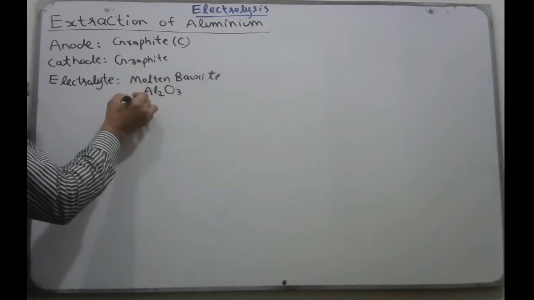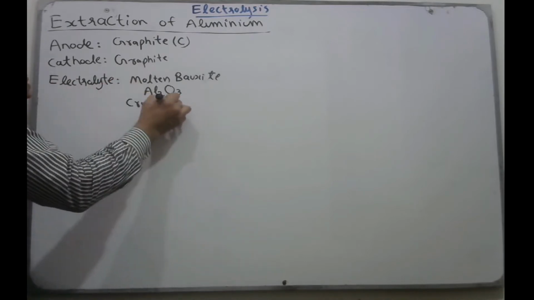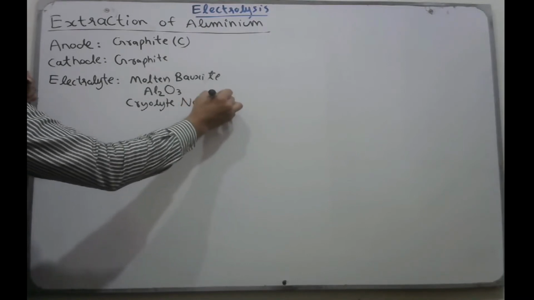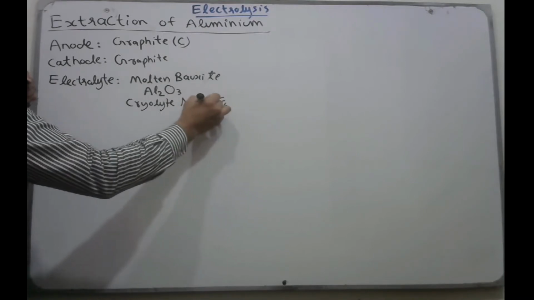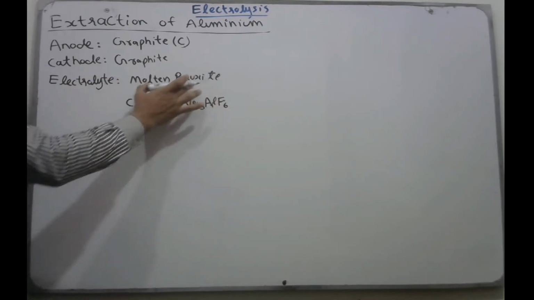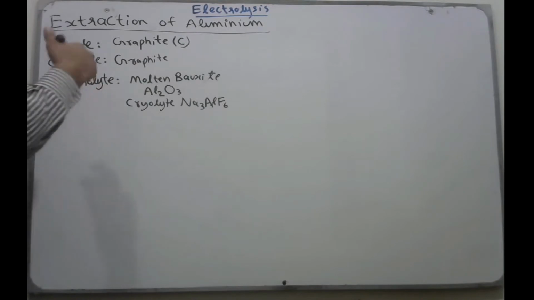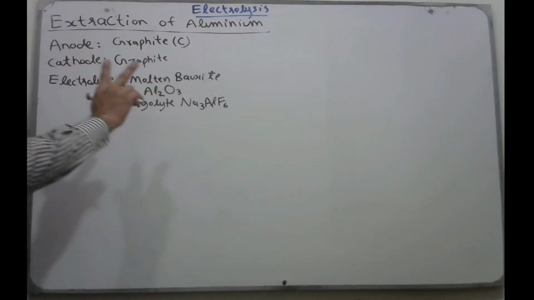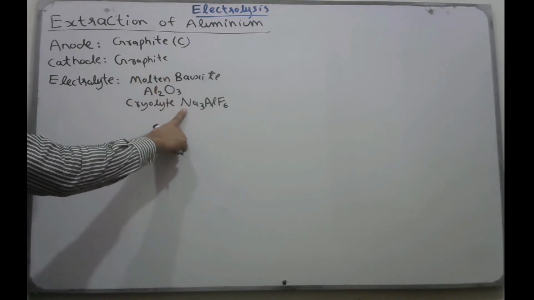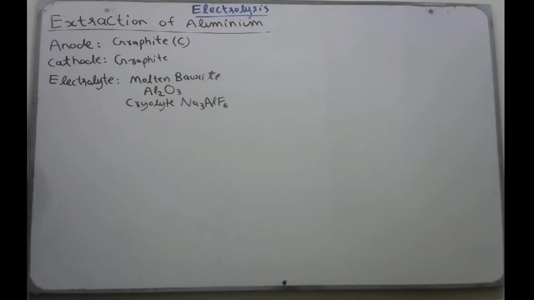In order to decrease the melting point of bauxite ore, you add cryolite, that is Na3AlF6. These both are the ores of aluminium, but cryolite is mixed with bauxite ore just to decrease the melting point of bauxite, which is normally 2000 degree centigrade. You add it so that the cost is reduced and the method becomes cheap.